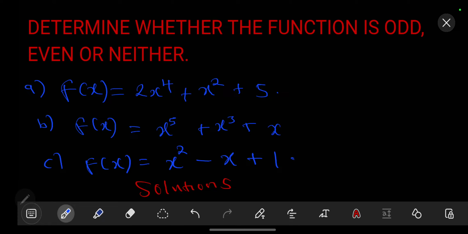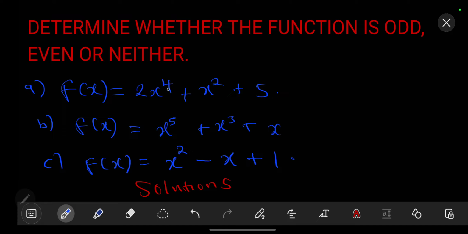So the question says prove whether the function is odd, even or neither. Now a quick hack that we can be using is this. How do you know what you are looking for? From the onset of the question, you can determine whether a function is odd or even. Just look at the power.